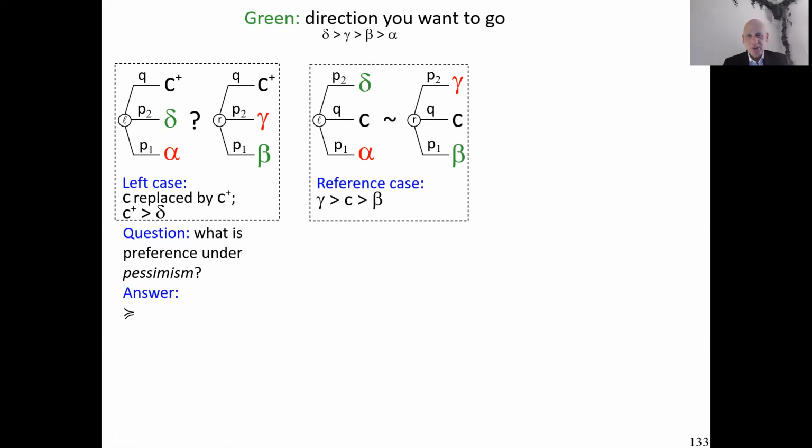Now you can try yourself to do something similar. Assume now that the decision maker is not a pessimist but an optimist. Then see if you can reason what the preference will be in the left case figure. You can pause the video and come back after.